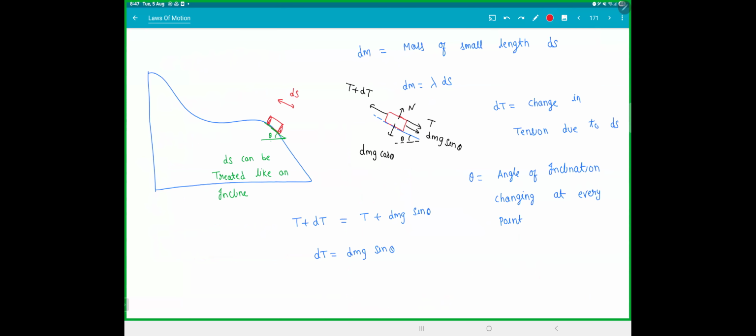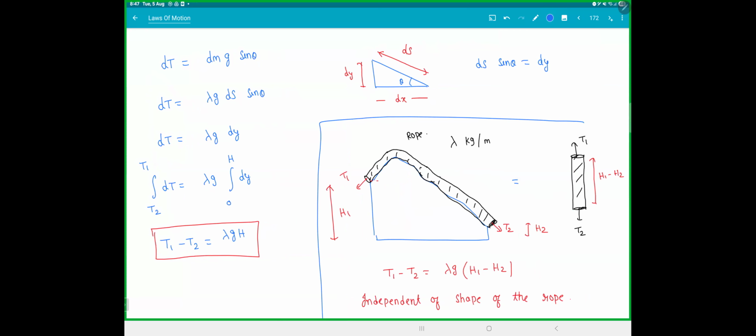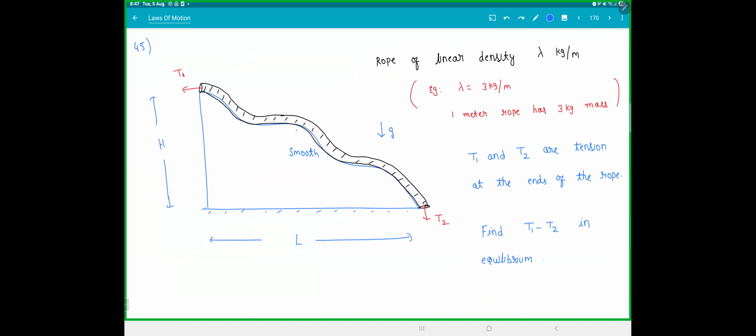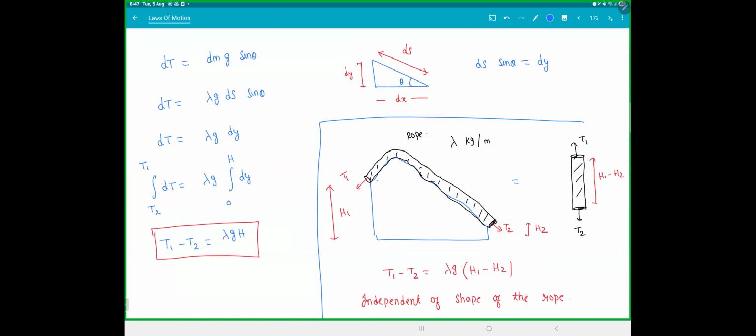Is the derivation clear, everyone? So it doesn't depend on the shape of that thing. Let's see how they can frame a question on this. This itself is a question actually. Most people will see that rope and they'll get scared and they'll not go ahead with the question. Clear with this? Let's see a question.